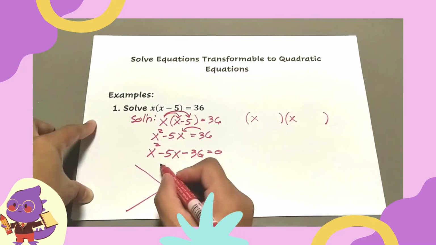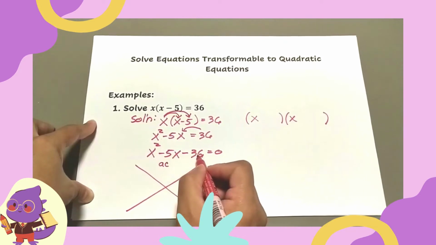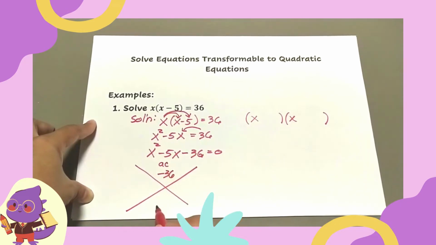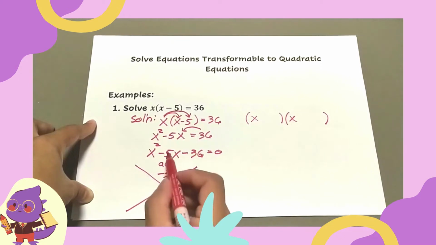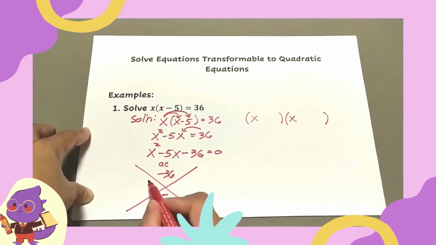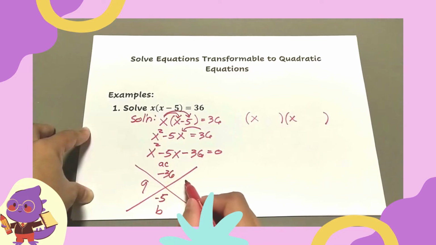So, again, nandito yung AC natin. Ang A natin is 1. Ang C natin is negative 36. So, 1 times negative 36, that is negative 36. Tapos dito, again, B natin sa baba, which is negative 5. So, ano ngayon yung factors ng negative 36 that pag pinagsama natin or pinag-add natin will give us a negative 5 answer? Okay, we have 9 and 4.